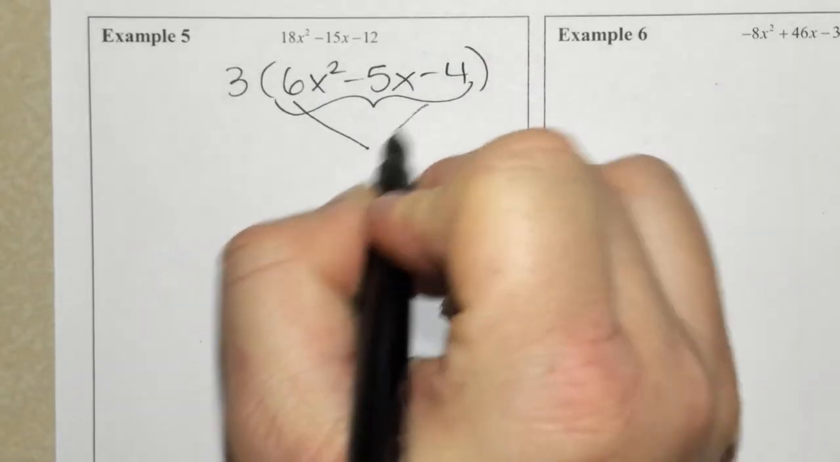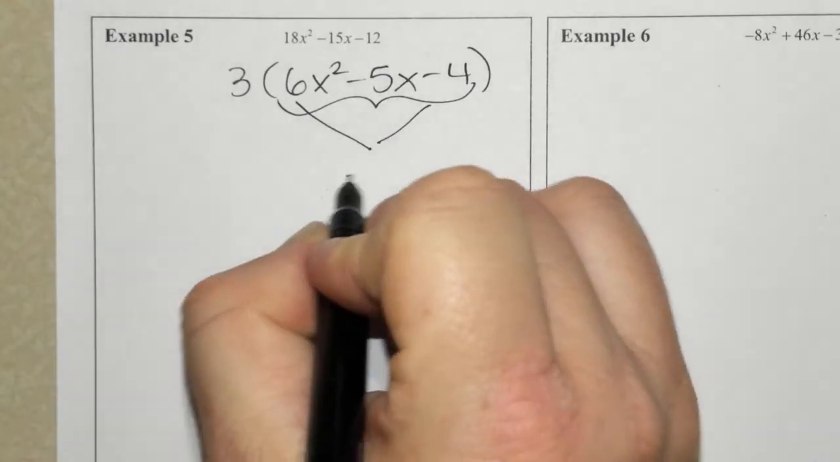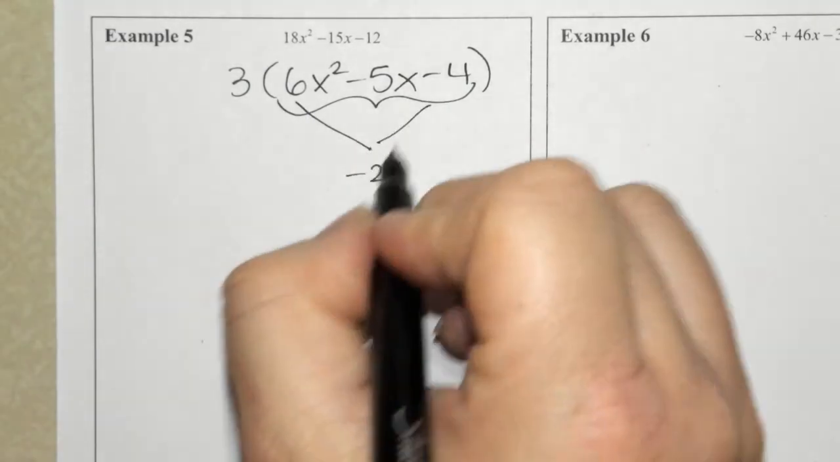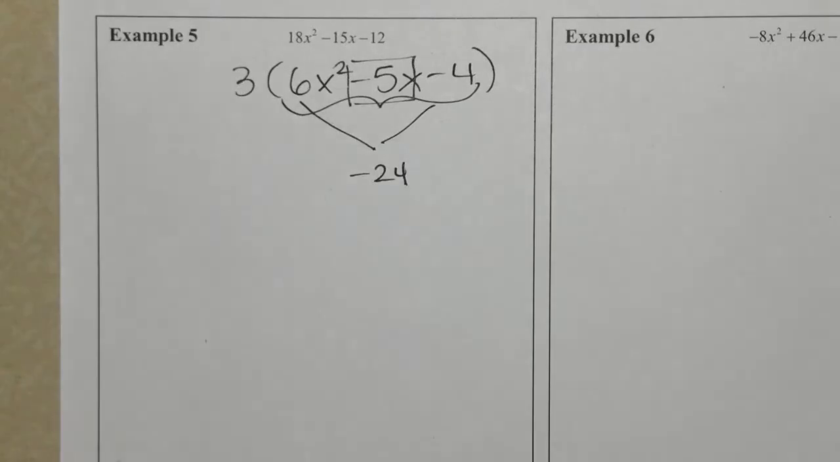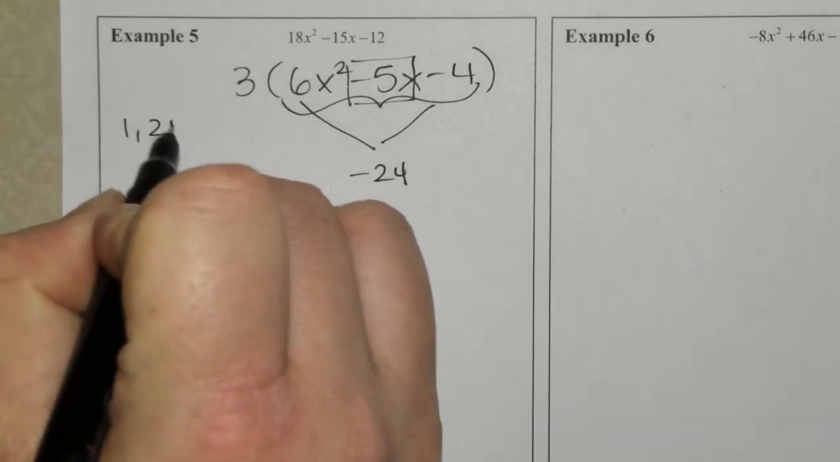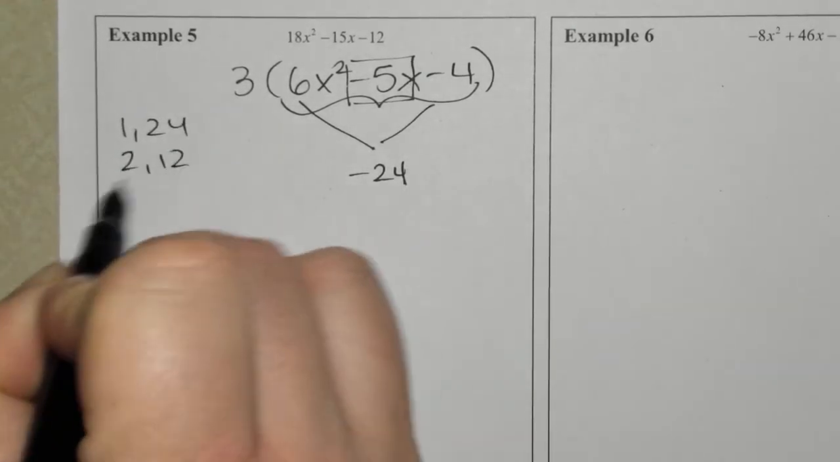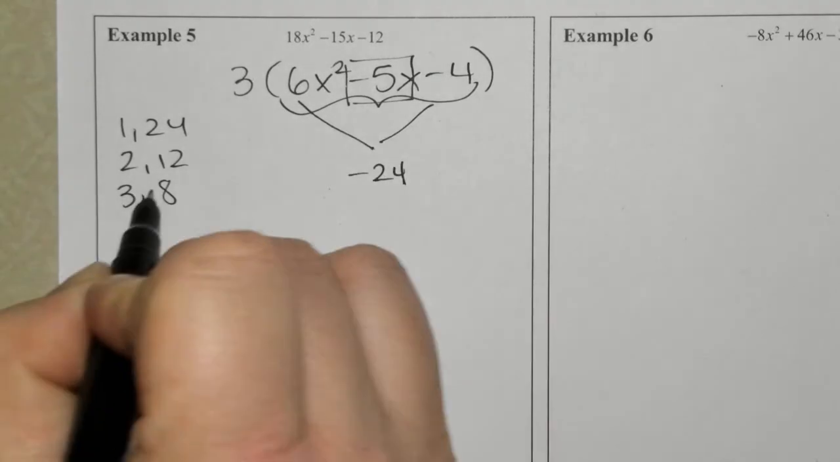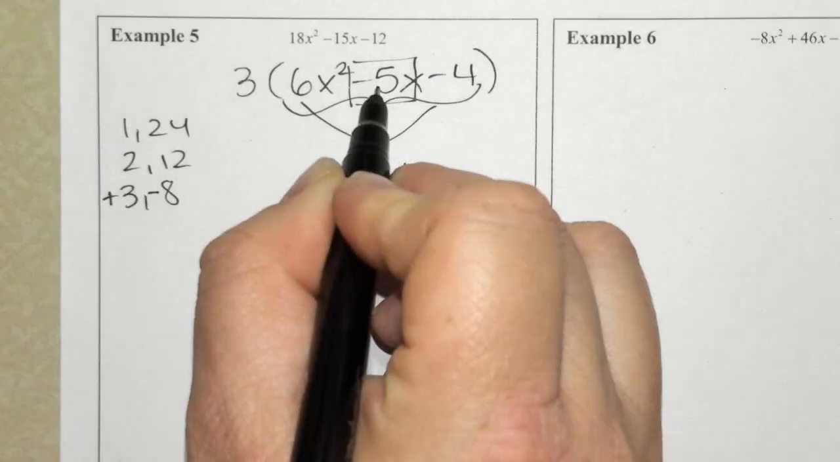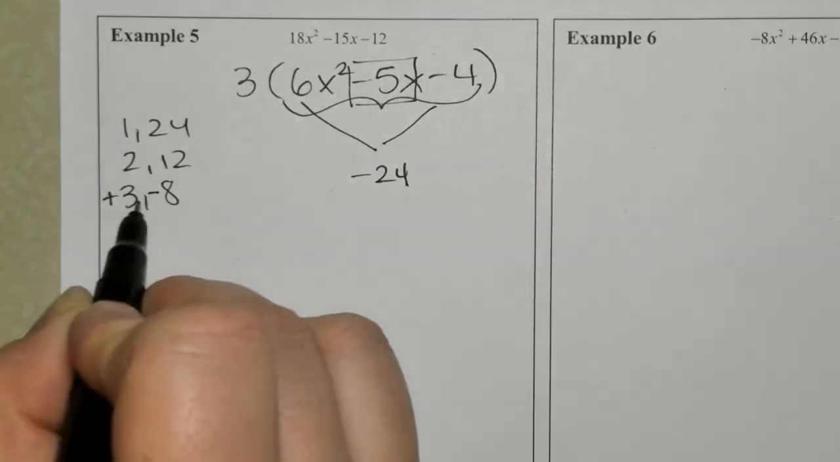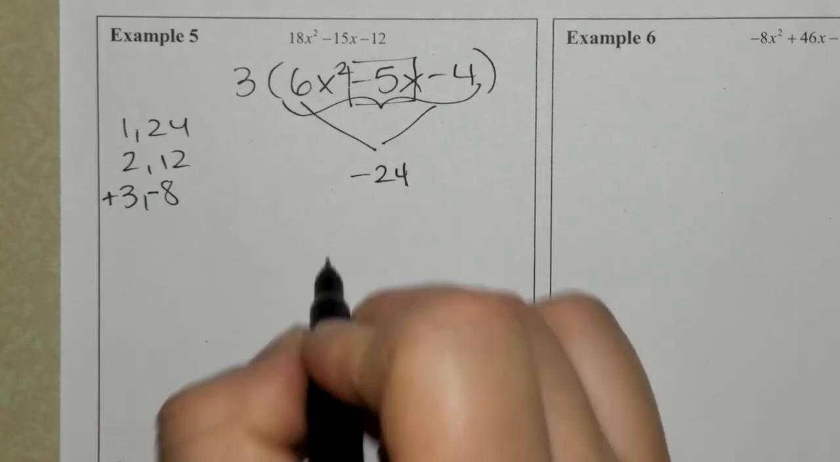6 times negative 4 is negative 24. I want to go what two numbers multiply to give you negative 24 and combine to give you negative 5. And we just did that in the last problem. We realized that 1 and 24 don't work and 2 and 12 don't work, but 3 and 8 do work if the 8 is negative and the 3 is positive. They combine to give you a negative 5, they multiply to give you a negative 24.